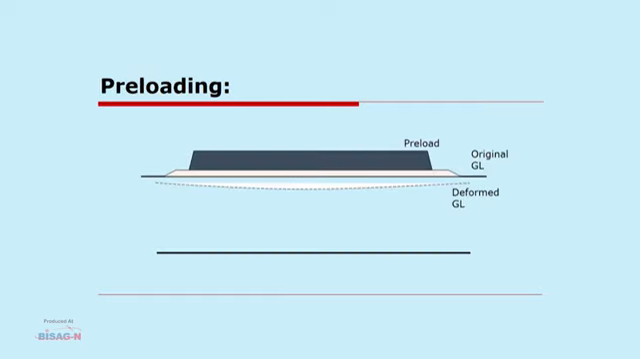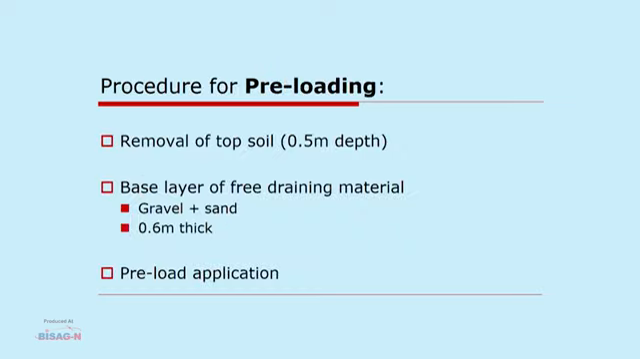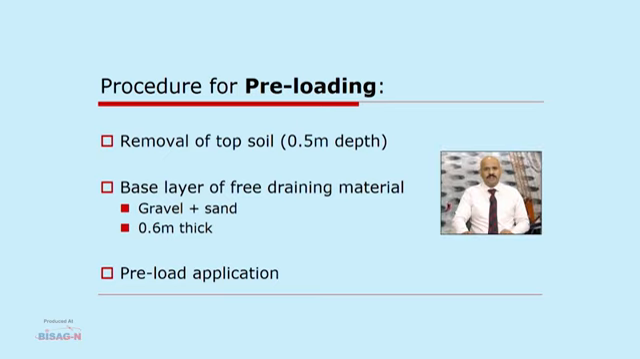This is the diagram of how preloading happens. The original GL, above it a preload is being kept. The deformed GL is formed after a few hours. Procedure for preloading: remove the topsoil to a depth of 0.5 meter. The base layer of free draining material will be filled with gravel plus sand, approximately 0.6 meter thick.